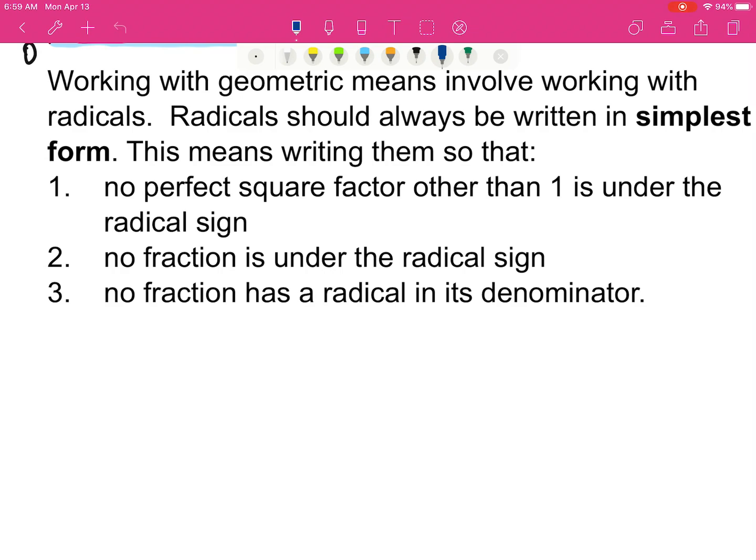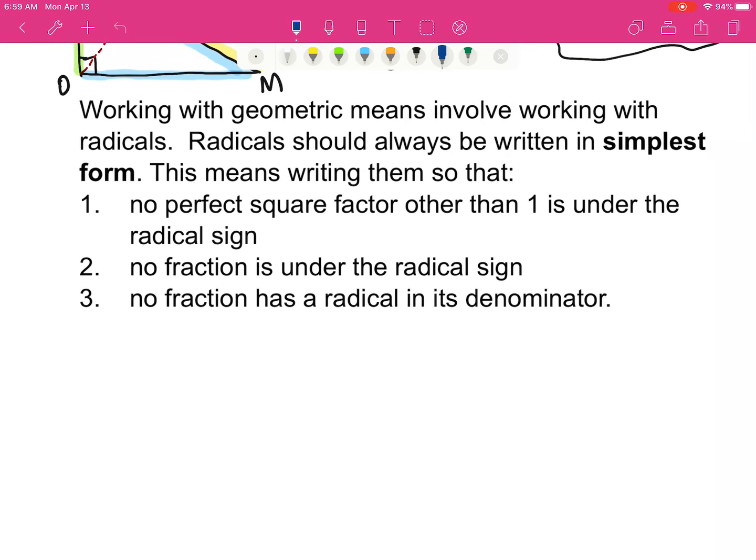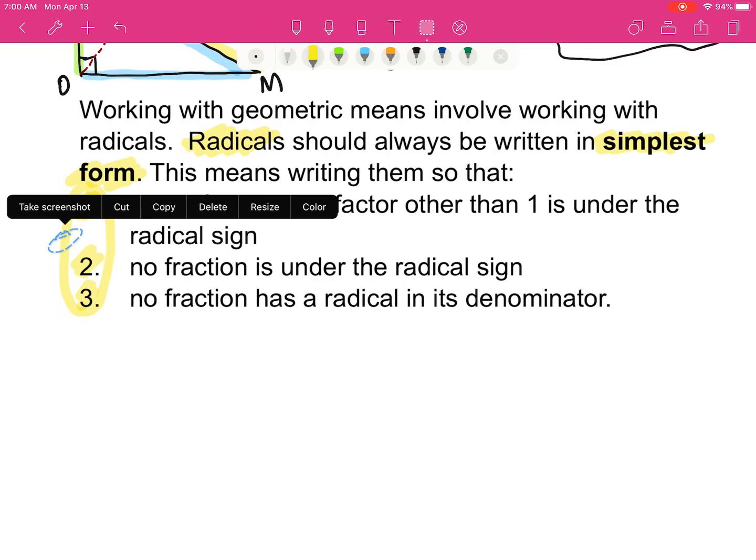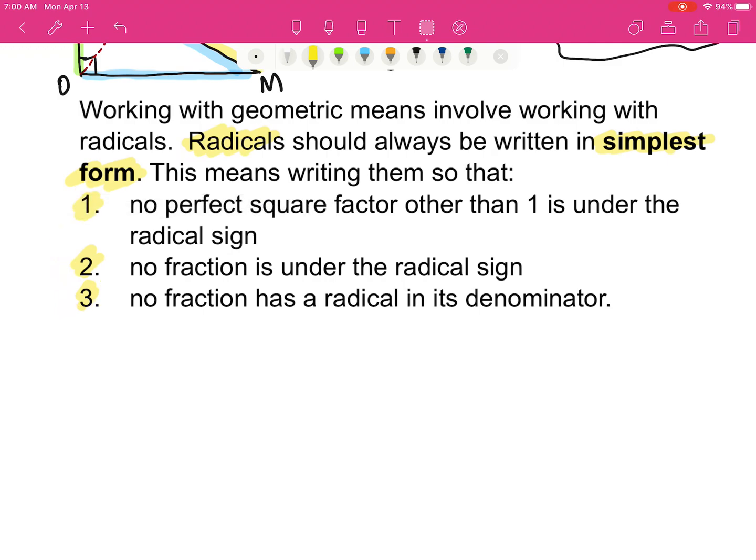We also can't have any fraction underneath the radical sign. And no fraction has a radical in its denominator. So these are the 3 things that are really, really important. So make sure that you're writing this down, because radicals written in simplest form means these 3 items right here: 1, 2, and 3. So let's get started.